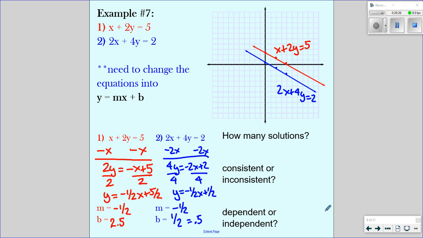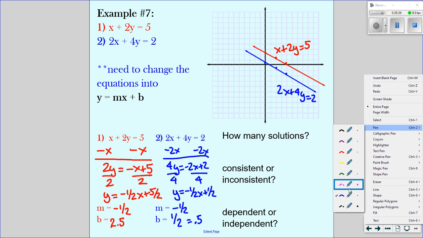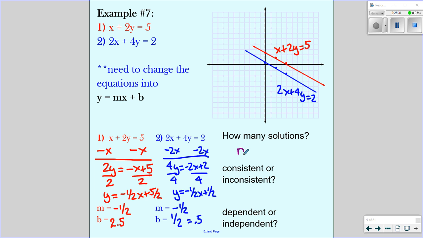All right, so now we can answer the question. We know that there's no solution, none, because they're parallel. Consistent or inconsistent? We know it's inconsistent. Anytime you're dealing with parallel lines, it's inconsistent. And it's neither dependent nor independent.